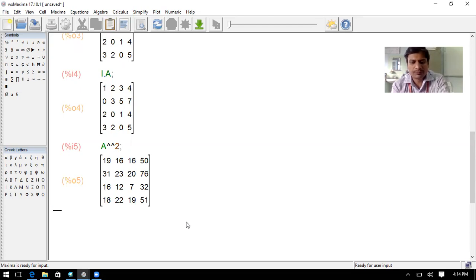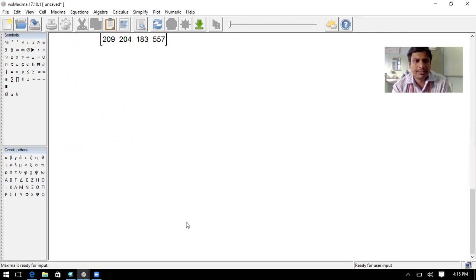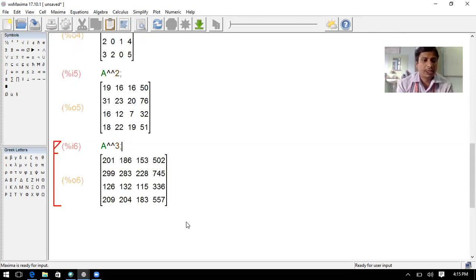Okay, next one is the A cube. A cube means A double cap of 3. Then semicolon, then shift enter. When you press shift enter, that is the A cube value. The A cube value is 201, 186, 153, 502, then 299, 283, 228, 745, then 126, 132, 150, 336, then 209, 204, 183, 557. This is the A cube value.